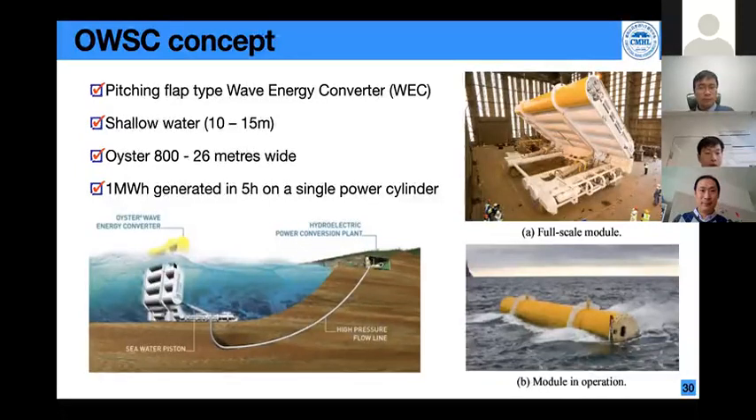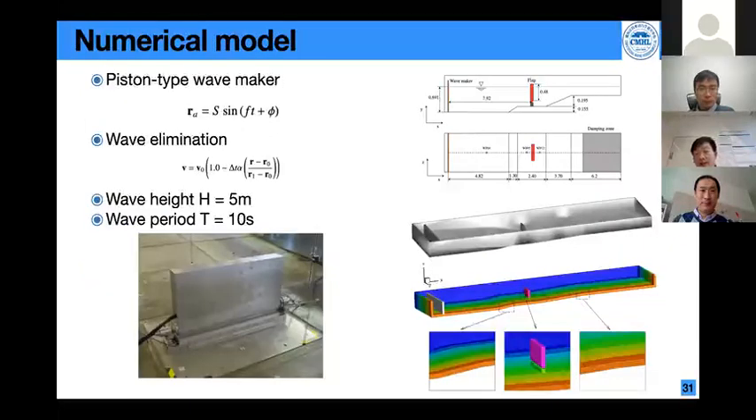So when the oscillator is interacting with the wave, it will change the mechanical energy to a high-speed flow through the high-pressure cable, and then the station will use the high-speed flow for generating electricity. So this is the full-scale model, and this is the model in operation when it is put in the sea. So this is our numerical setup. We follow the experiment conducted at Queen's University Belfast. And this is the setup.